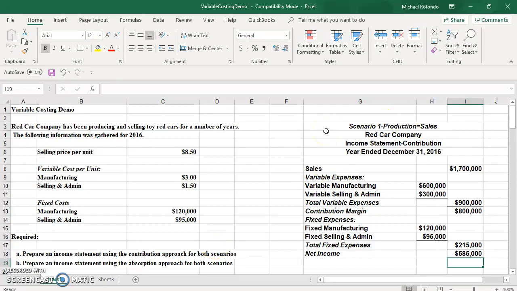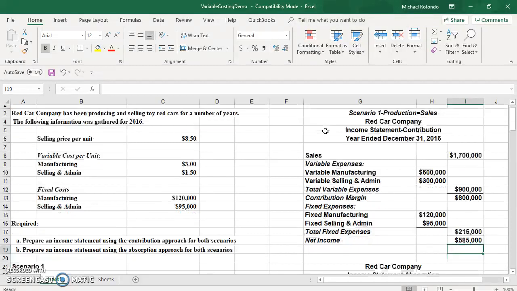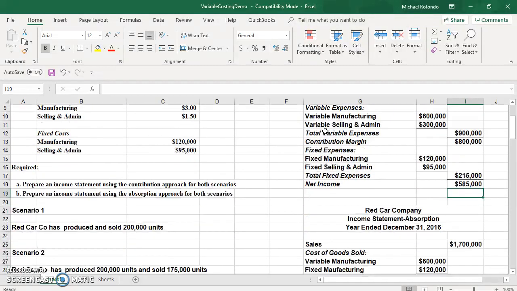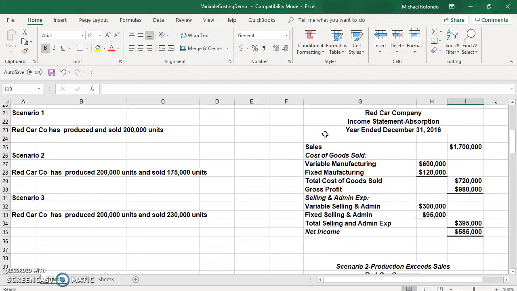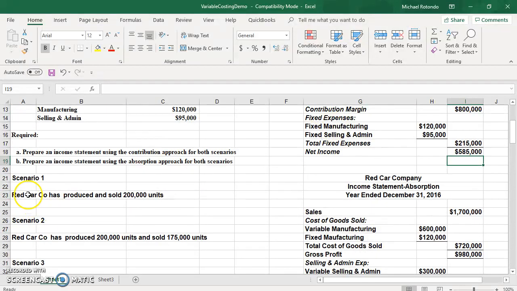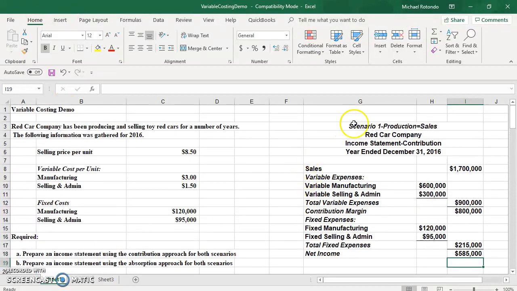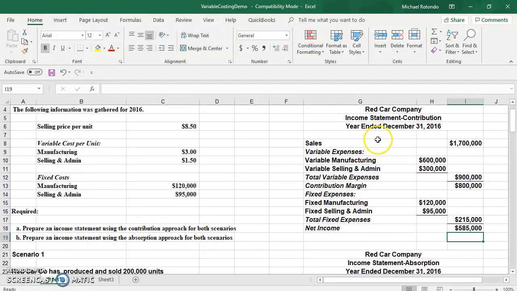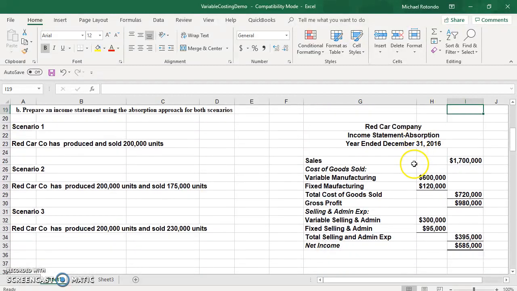So in the last video, we looked at the Red Car Company and we did their contribution margin income statement along with their absorption income statement for scenario one, where they produce and sell 200,000 units. And when production equals sales, we can see that net income is the same under both circumstances.